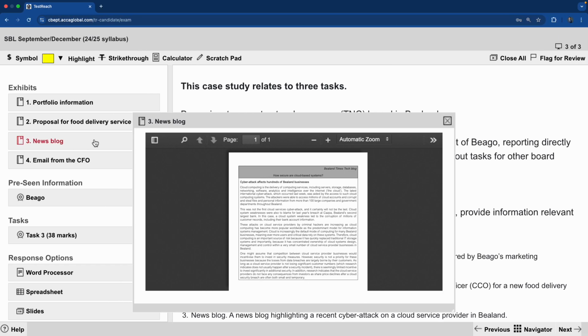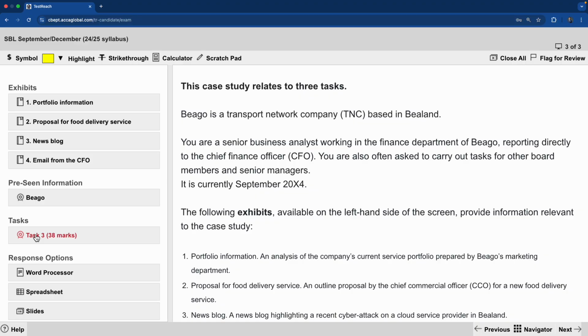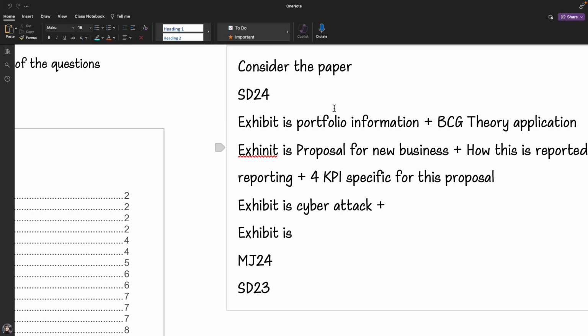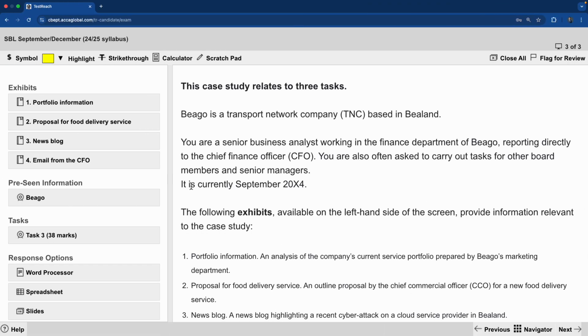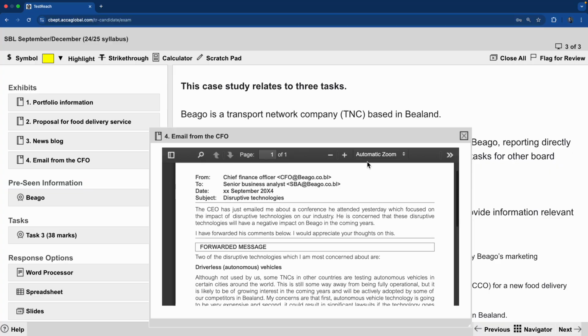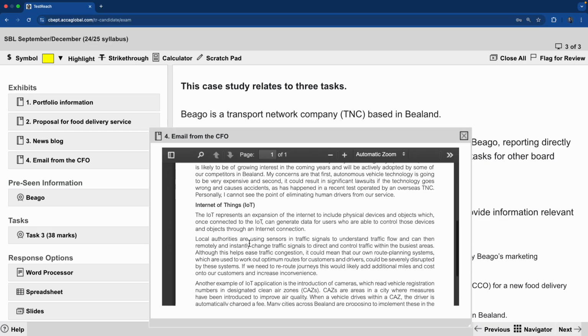So you can see there is a cyber attack news blog, and then based on the cyber attack news blog, the task is a slide presentation which assesses the benefit and risk of cloud technology. So completely different. Email from the CEO. What does the email from the CEO say? Here's a disruptive technology. They talk about three things: driverless autonomous vehicle, Internet of Things.